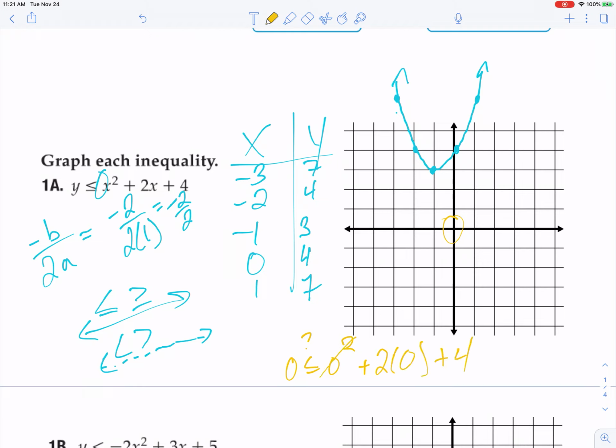Here's why I love it. Look, those zeros just become zeros. I have 0 plus 0 plus 4, which is just 4. Is 0 smaller than 4? And the answer is, of course, yes. So at 0, 0, I'm going to draw a star. That means I'm shading towards the star. In this case, that would be the outside of the parabola. Just like that.